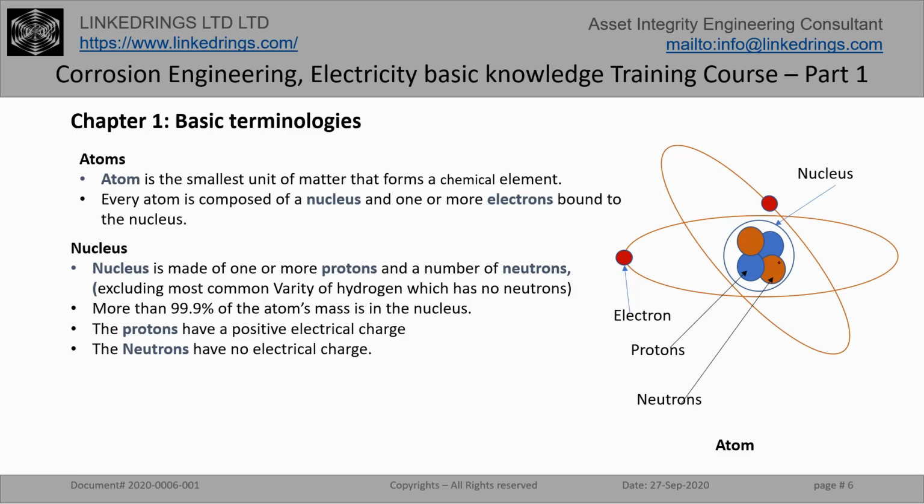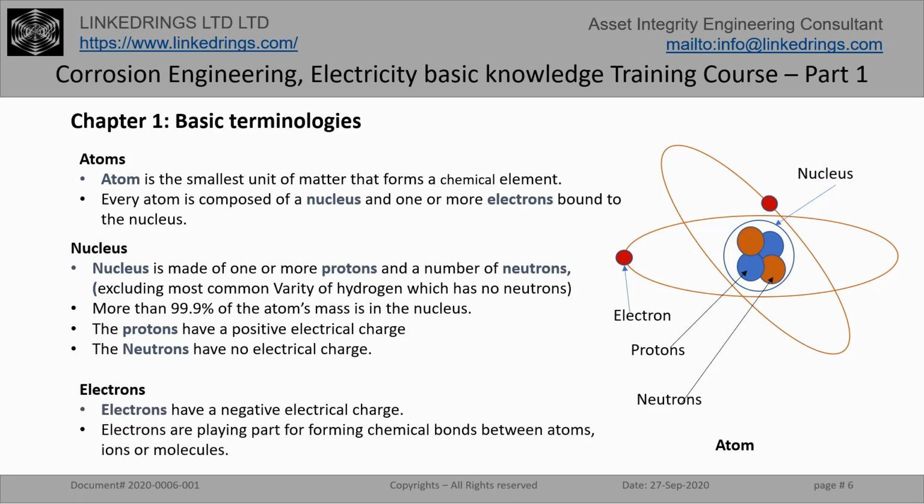More than 99.9% of the atom's mass is in the nucleus. In other words, the electron mass is very much negligible compared to the nucleus mass. The protons have a positive electrical charge. The neutrons have no electrical charge; it's neutral, as the name suggests. Electrons have a negative electrical charge. Electrons play a part in forming chemical bonds between atoms, ions, or nuclei.